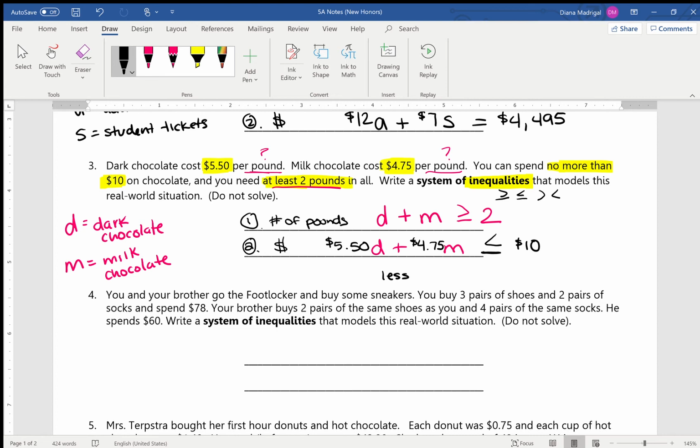Okay. So here's the key information for this one. Make sure you read the problem carefully. They are asking for an inequality, so I should see inequality signs, not equal signs. All right. So that's how you do number 3. And again, this is an inequality.